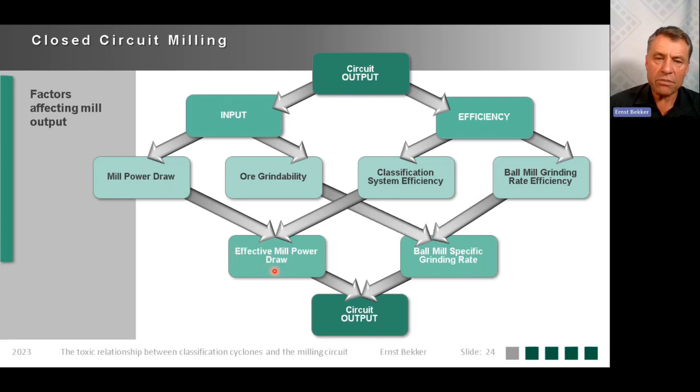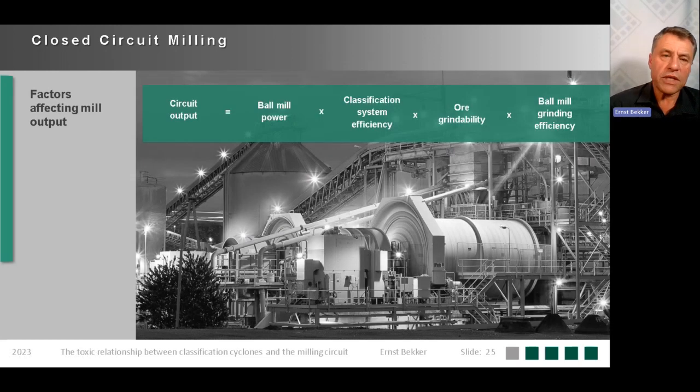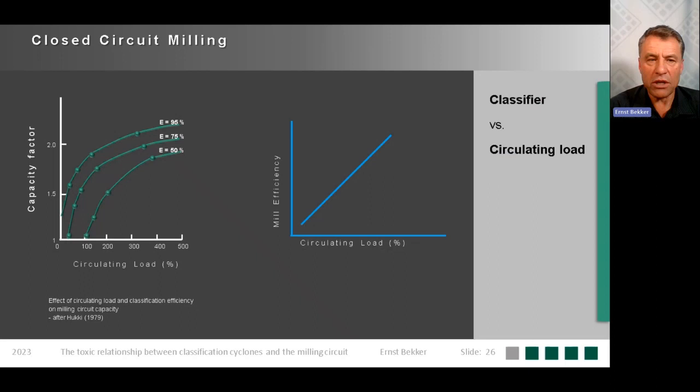We can then recombine the mill power draw and classification system efficiency. Look at the effective mill power draw. In other words, what amount of energy is really being used effectively. And then ore grindability and ball mill grinding rate efficiency combine to form the ball mill specific grinding rate. And then the combination of these two gives you the circuit output again. It's just to show you on a high level a relationship. What is important then is that the circuit output is a function of the ball mill power, classification system efficiency, ore grindability, and ball mill grinding efficiency. And here comes the cyclone aspect in. So the cyclone does play a role to a certain extent, but there are other factors as well.